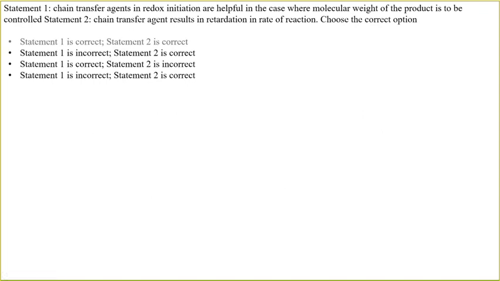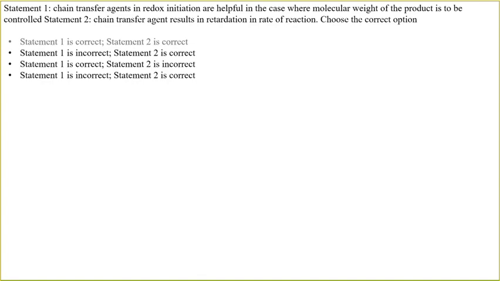Statement 1. Chain transfer agents in redox initiation are helpful in the case where the molecular weight of the product is to be controlled. As I said in the first question, chain transfer agents in redox reactions are usually used to transfer the activity of one chain to another, and hence stop the propagation of a single polymer chain to a very high degree, and we can easily control the molecular weight.